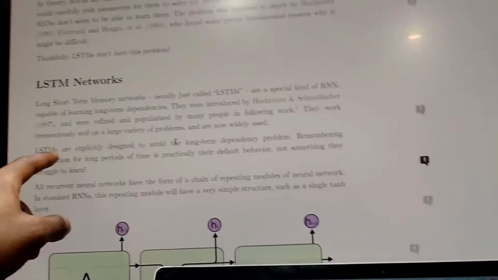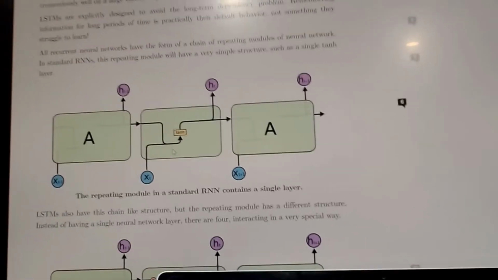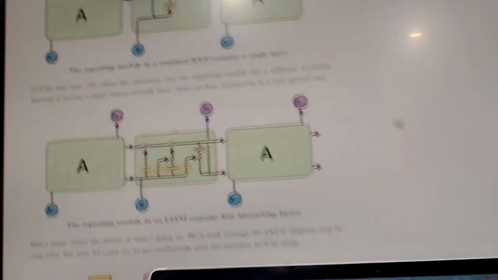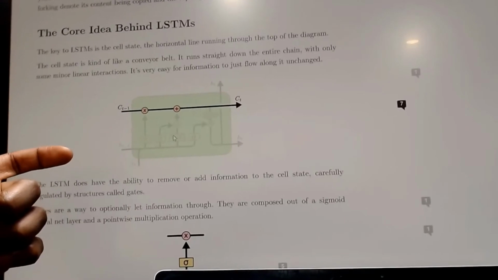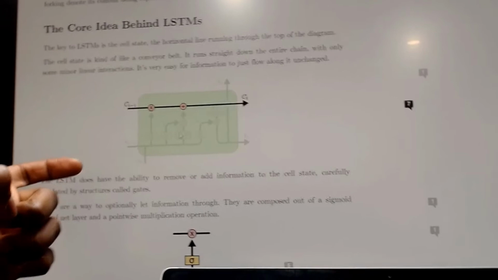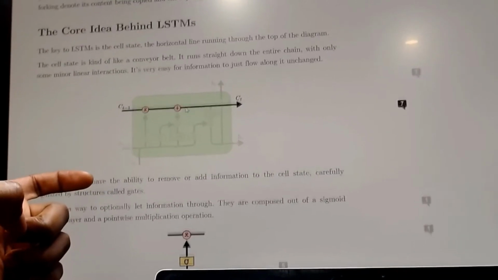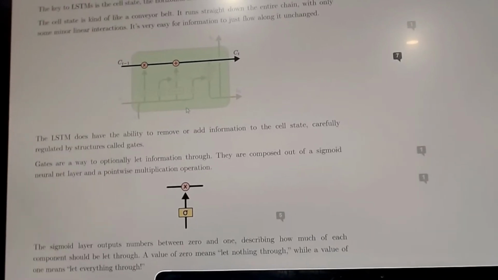So for LSTM, it's pretty much the same thing, except that it incorporates a memory called the cell state. That cell state just passes along. This current time step will manipulate the cell state, and the next time step will manipulate the cell state as well, and so on. So the cell state is essentially just the memory for LSTMs.